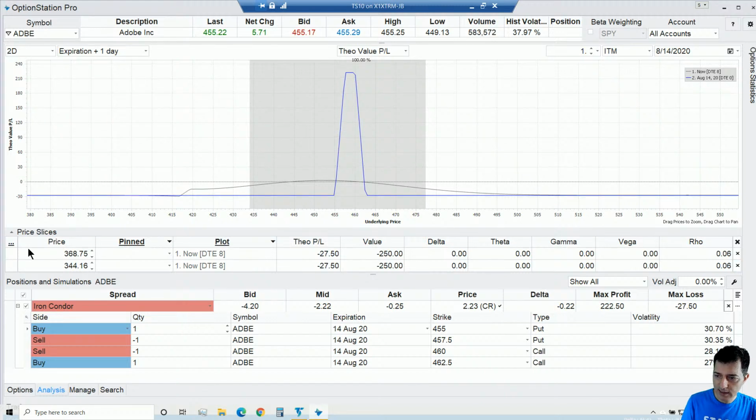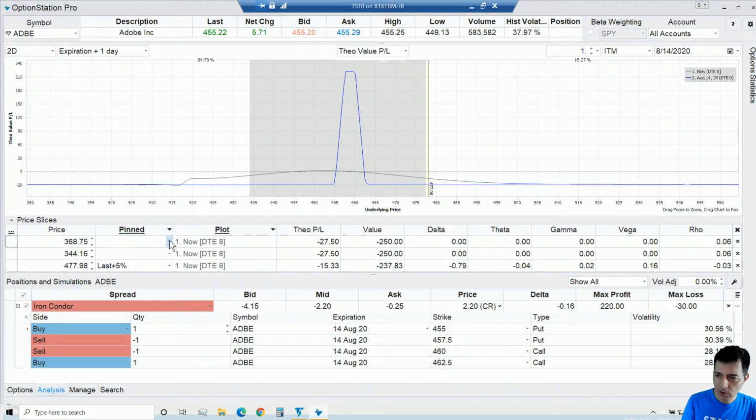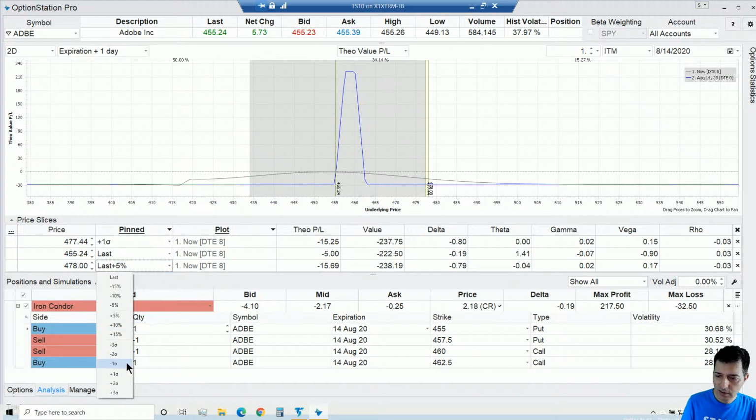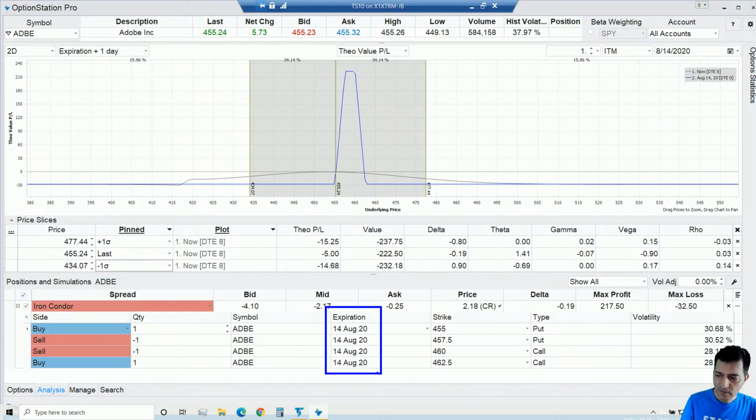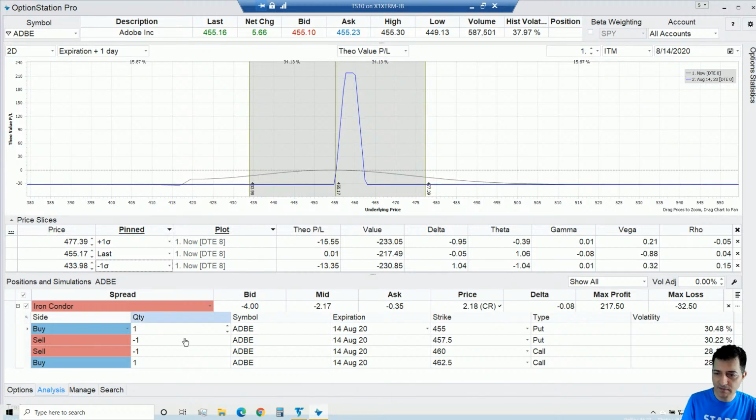I need to add another price slice, okay, so we're gonna have plus 1 standard deviation above, the last price in the middle, and minus 1 standard deviation below, okay, and that is telling us, putting on the side, we still need to adjust the iron condor that I am planning right now. No matter the strategy we use, from now until August 14, statistics suggest that the stock should stay between 477, okay, and 434. Okay, so 477 and 434.